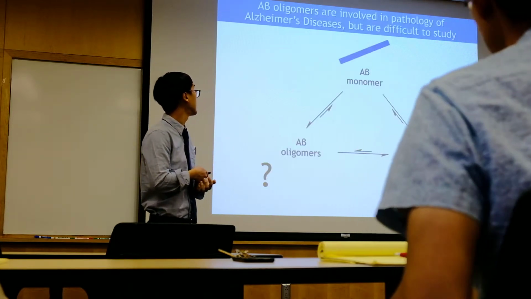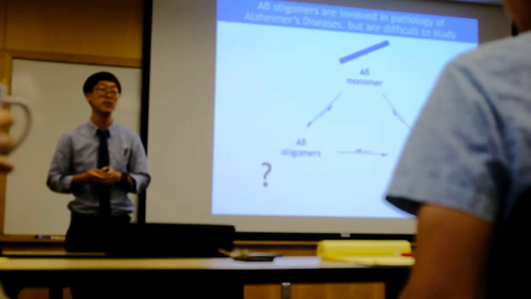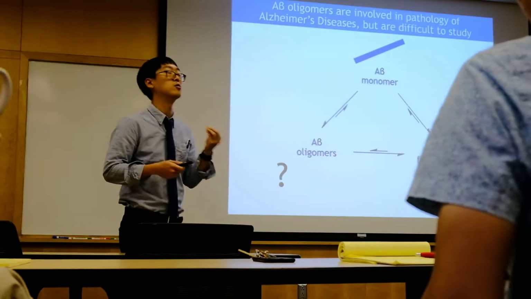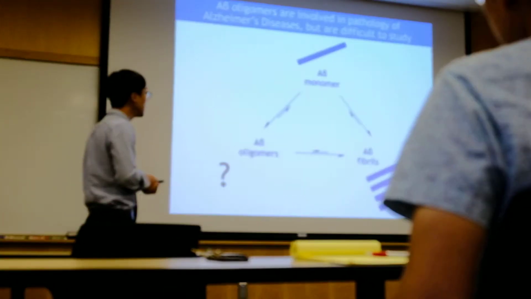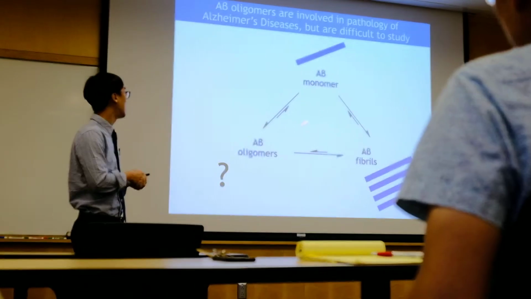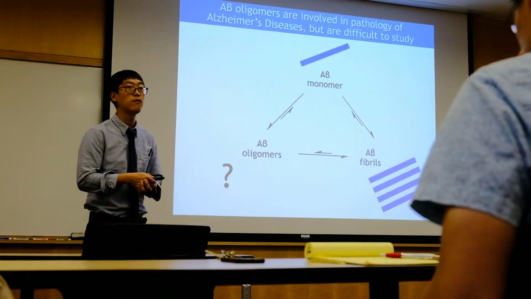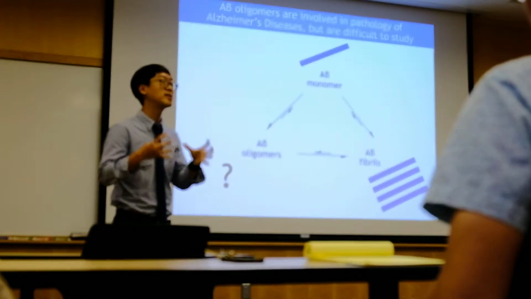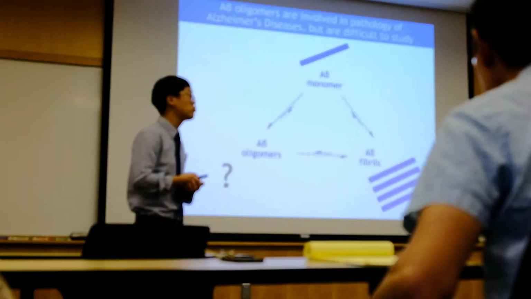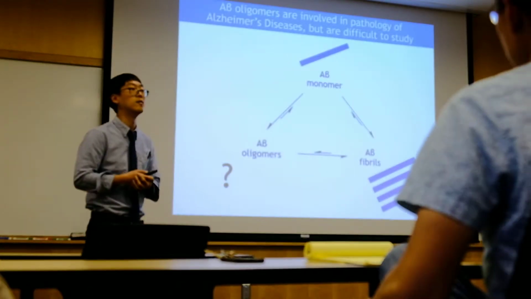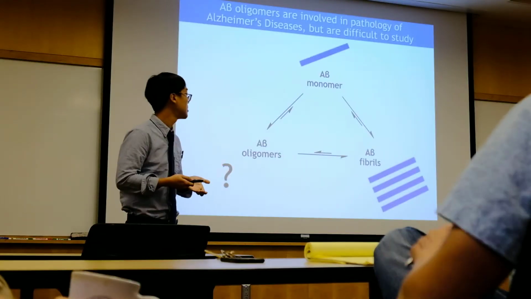But it turns out that the intermediate, the Abeta oligomers, are actually the neurotoxic species which causes the Alzheimer's in the end. As I alluded to before, Abeta oligomers are in the equilibrium between monomers and fibrils, with fibrils being the most stable species, the end product. And we do not know much about the oligomers. One thing that we do know is they're very difficult to study.